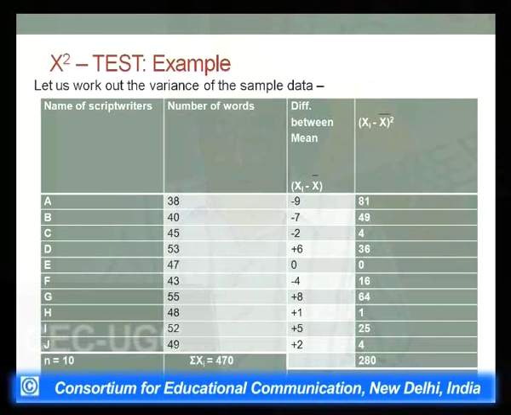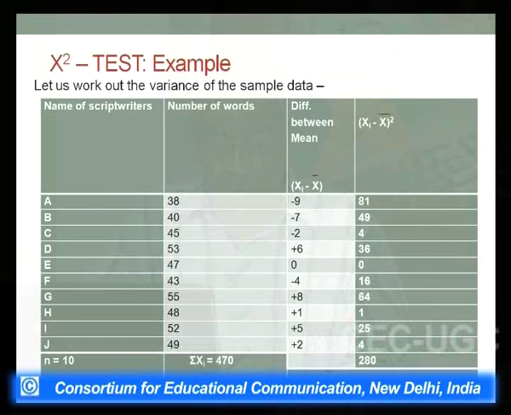So, for that, in the first column we write down the names of the script writers. The second column is the number of words, and the third column is the difference from the mean. You work out the mean by adding up all the numbers. In this case, the total is 470, n is 10. Therefore, the mean would be 47.